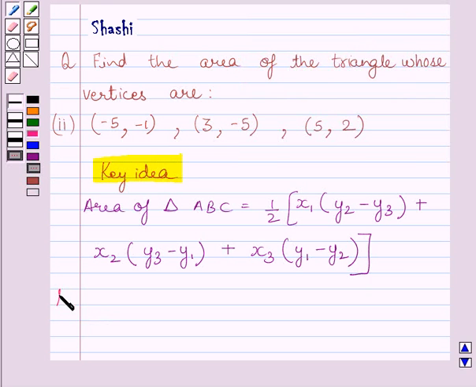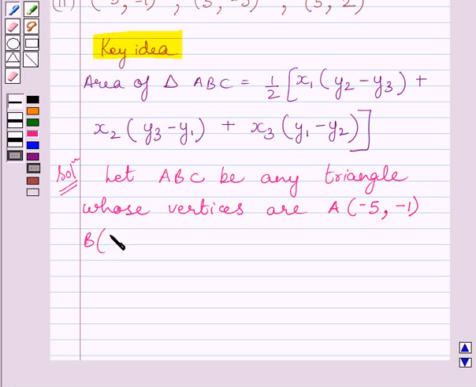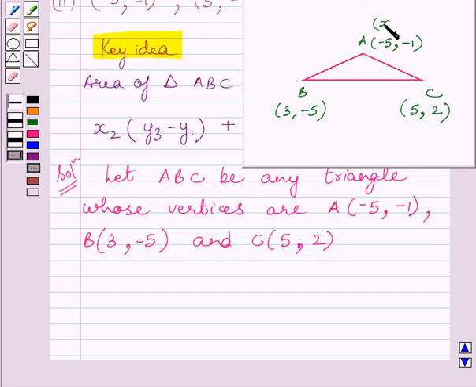Now let us start with the solution. Let us assume that ABC is a triangle whose vertices are A, B and C. A has coordinates (-5, -1), B has coordinates (3, -5), and C has coordinates (5, 2). Now using the key idea, we get x1 is equal to -5, y1 is equal to -1, x2 is equal to 3, y2 is equal to -5, x3 is equal to 5, y3 is equal to 2.